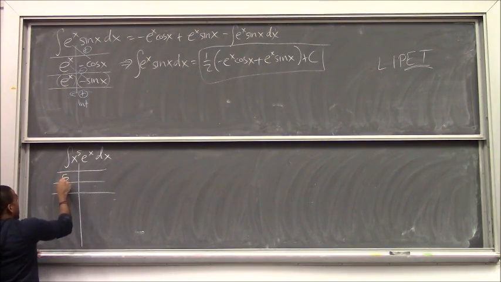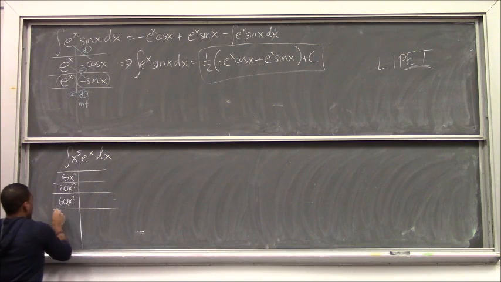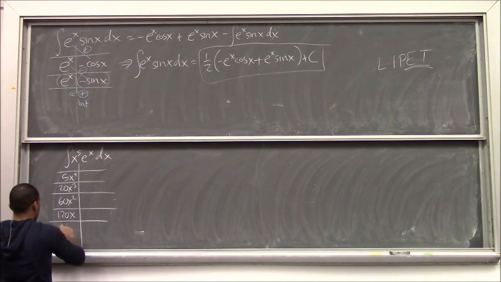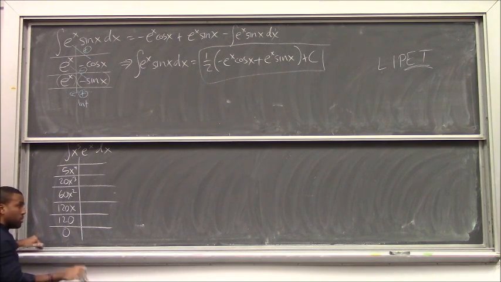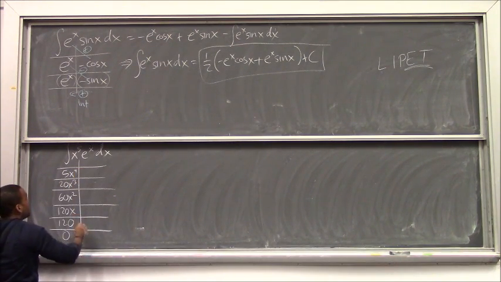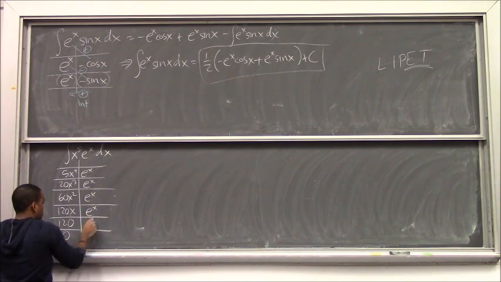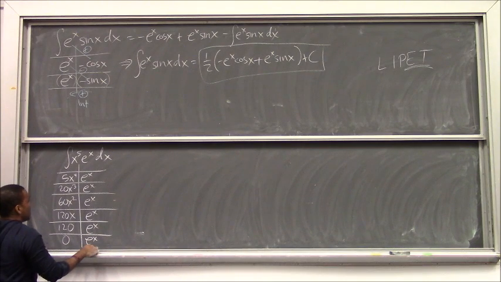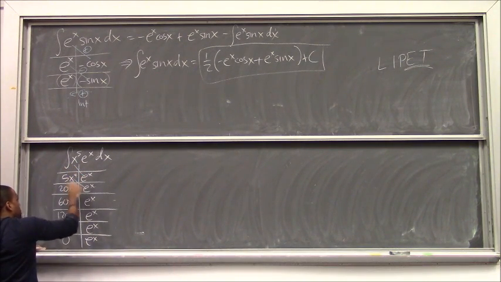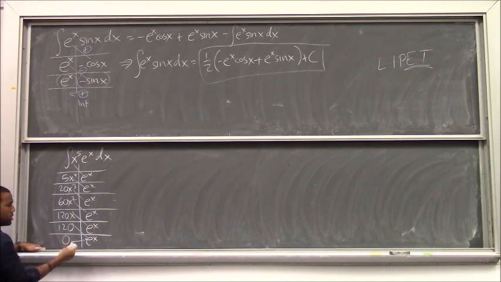Now, you're going to get 5x to the 4th, 20x cubed, 60x squared, 120x, 120, 0, stop. Here, you're going to just integrate this guy, so it's just e to the x being repeated. That one's easy enough. Just keep going until you get to this row. And then you're going to do those diagonals, which that last one is just going to give you a plus c.